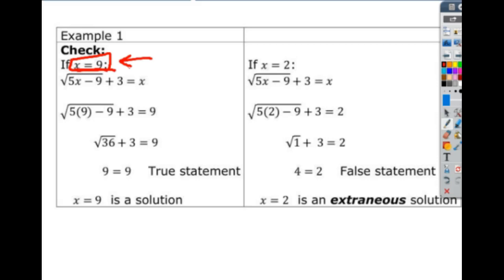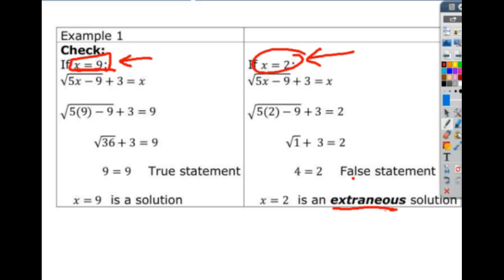When you plug the 2 in, 5 times 2 is 10. 10 minus 9 is 1. Some people had trouble with this yesterday. What's the square root of 1? 1. 1 plus 3 is 4. Does 4 equal 2? That is false. That means this one is extraneous.